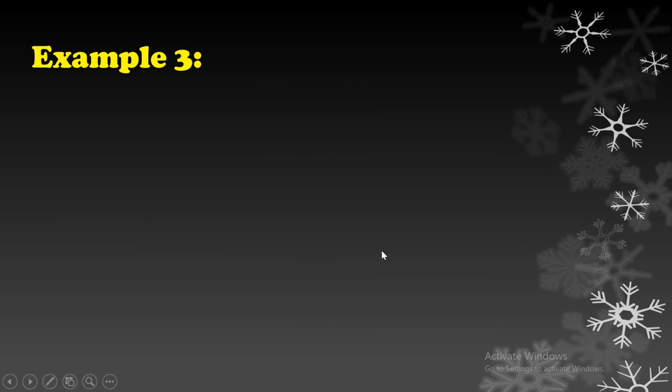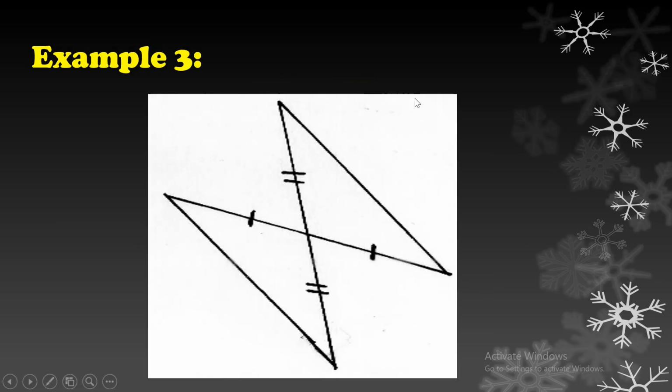Next example, we have this figure. So in here, we have two triangles connected by one vertex. It's at this point. Now, can we prove that these two triangles are congruent using the SAS postulate?